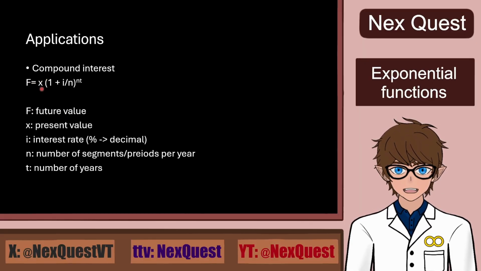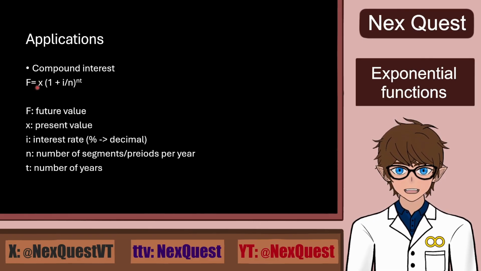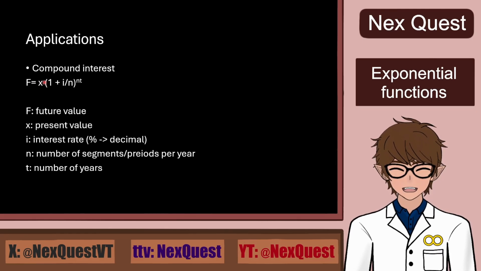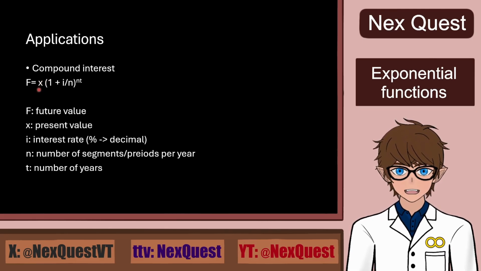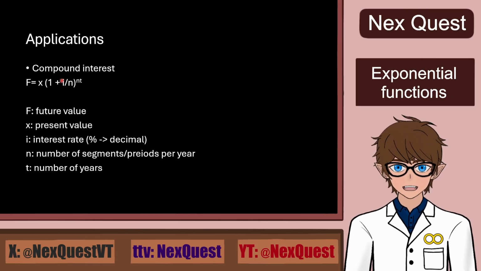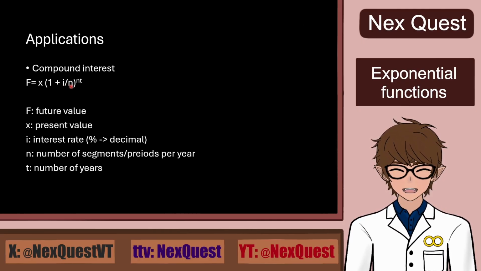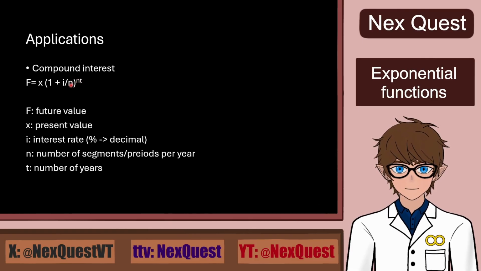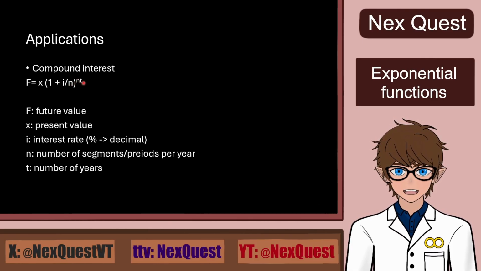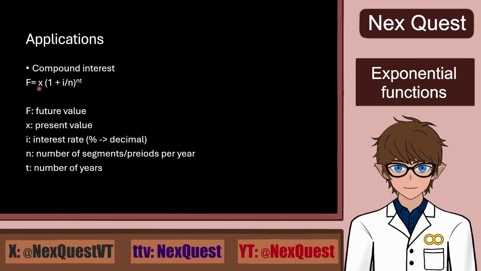F represents the future value, so the value at the desired time. X represents the present value, so the starting value if you use the starting one, or the value at the current time, but we have to adjust the time correctly for that. I is the interest rate, which, while it's given in percentage values, so like 4% interest, for the calculation we have to use the decimal values, so basically dividing the percentages by 100. N is the number of segments or periods per year, so if we have 4 payments a year, N would equal 4. And T is just the number of years between the present value and the time at which we have the future value, which kind of makes sense.